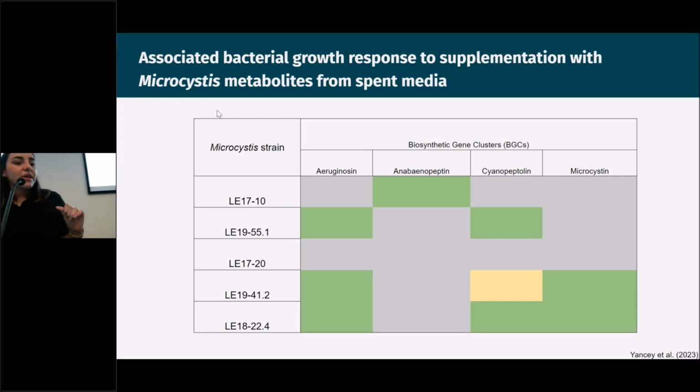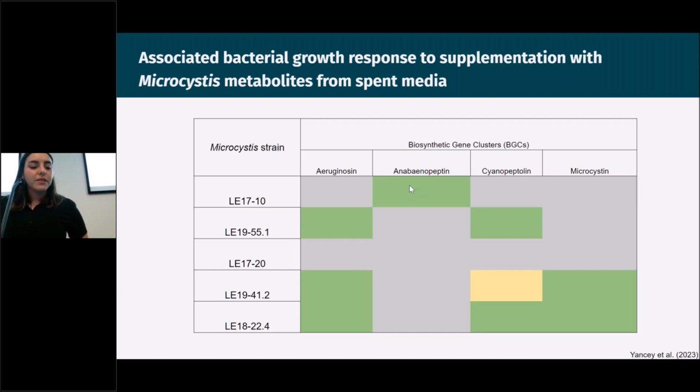Specifically, the strains of Microcystis that were used to choose these metabolites from were those that had a significant difference in the production of metabolites. Microcystis, as mentioned before, is able to possess diverse biosynthetic gene clusters, such as for the production of different toxins, such as microcystin, cyanopeptolins, and anabionopeptins. So we tried to choose those strains within the culture collection that presented a variety of different pathways.